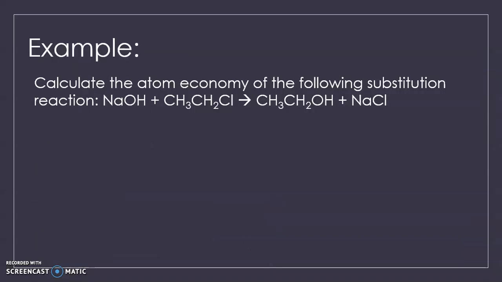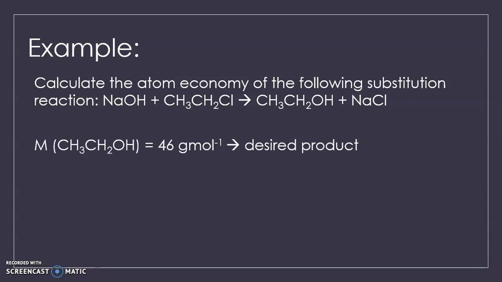Okay, let's see one example. This is the entire reaction equation, and we are asked to find the atom economy. Obviously, the desired product is the alcohol. No one is going to go through the entire process to produce salt. The alcohol is 46 grams per mole. That's the desired product. And then you have another byproduct that's 58.5. So your calculation of molecular mass, in this case, definitely has to be accurate.